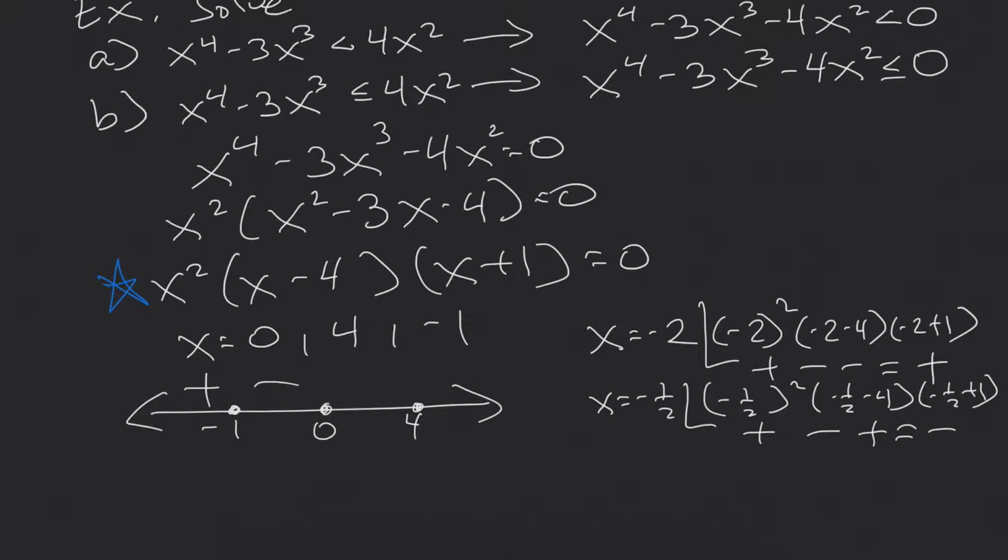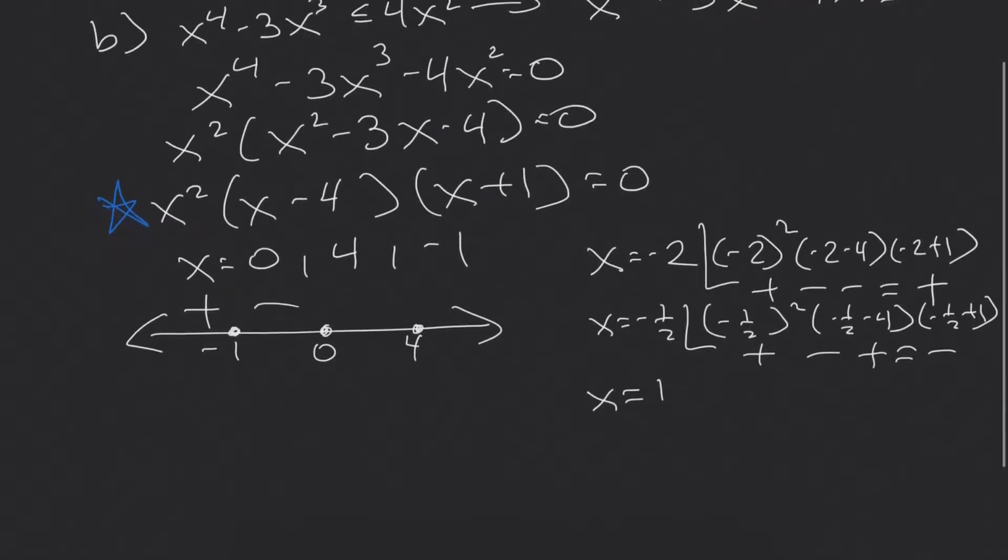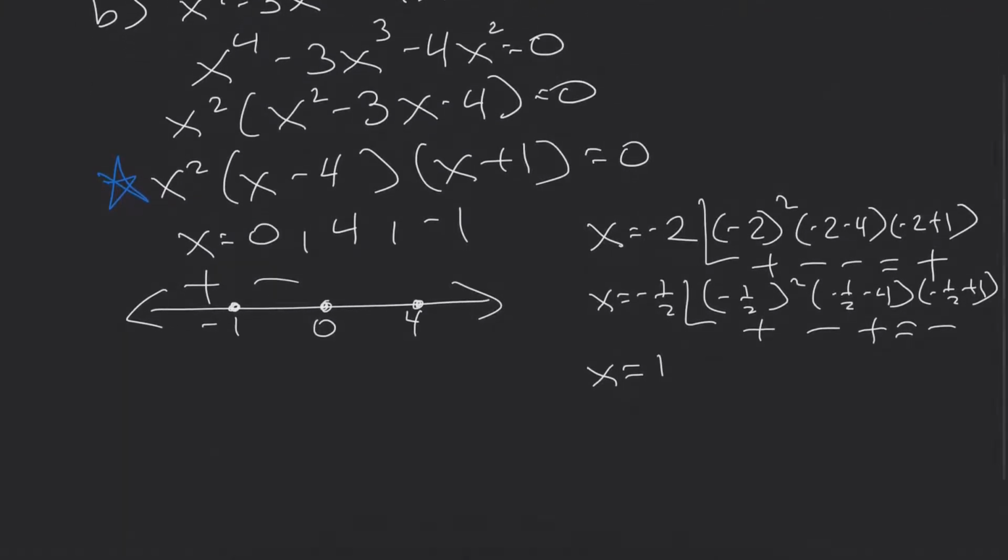Okay. And then let's do 1. 1's a good number between 0 and 4. I lost my original function there, but that's okay. So x equals 1, let's say. So I'm going to have a 1 squared, a 1 minus 4, and a 1 plus 1. Well, 1 squared is positive, 1 minus 4 is negative, 1 plus 1 is positive. A positive times a negative times a positive is a negative.